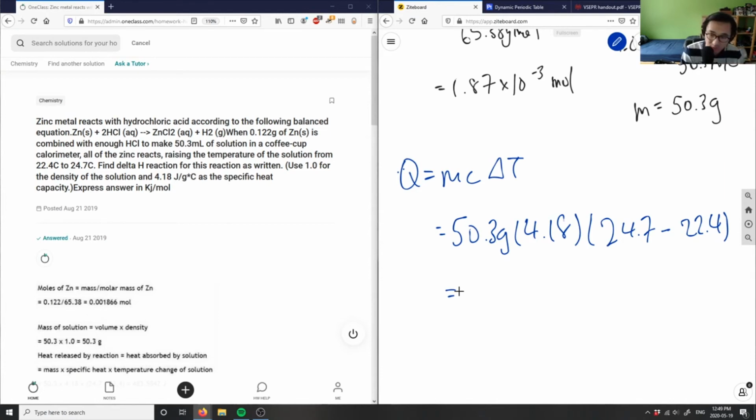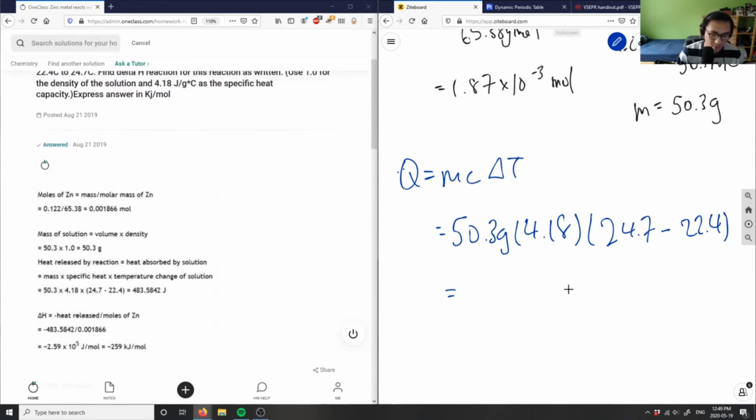Putting this all into my calculator, 4.18 times 24.7 minus 22.4 is going to give me a value of 483. Let me see if I got that. That's good. This is also correct, so their math is good right now. This here is in joules.